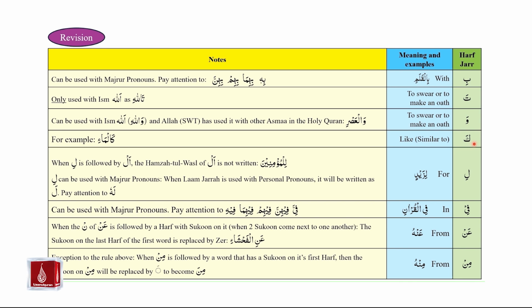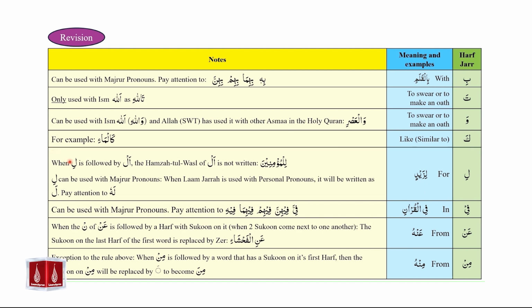Kaf harf jar means like or similar to. For example, kal ma'i, which means like water. Lam harf jar means for. For example, li zaidin, meaning for Zaid.